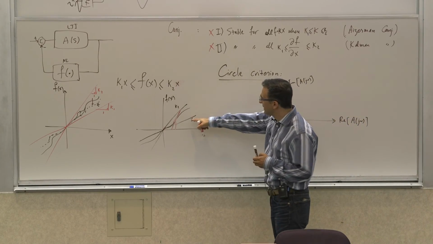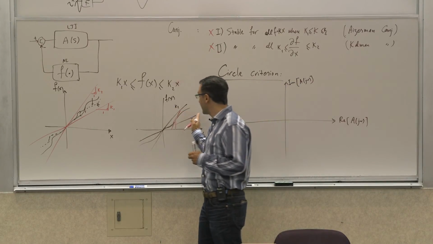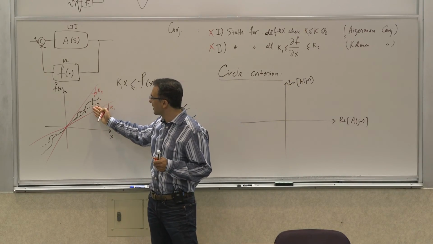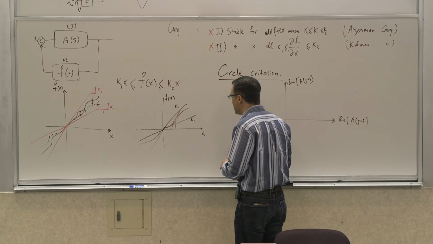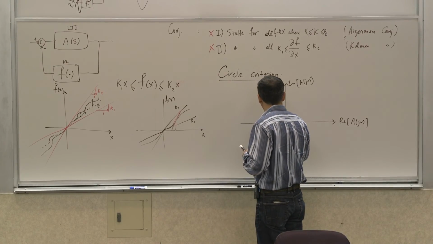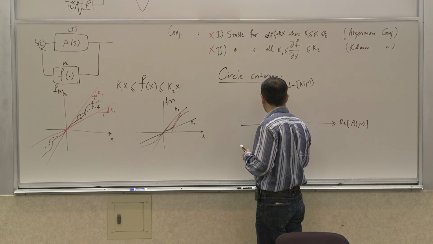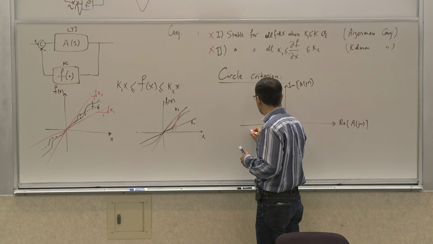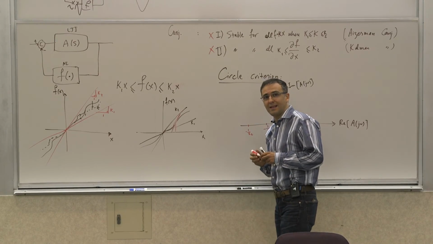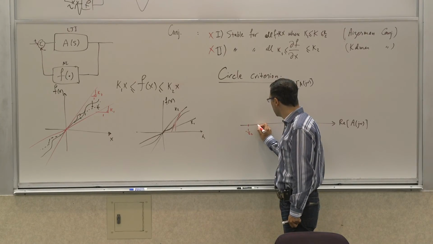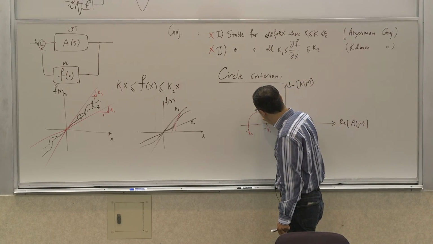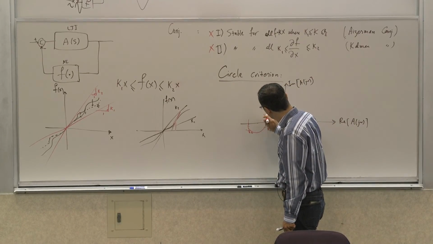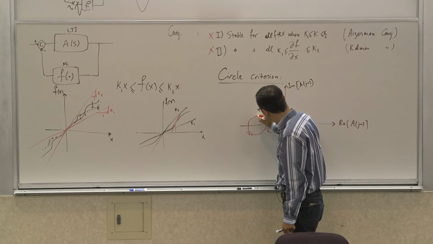We have K1 and K2 that define the nonlinearity. This criterion is valid even for time-varying kinds of nonlinearities. So you define two points: negative 1 over K1, and negative 1 over K2. And then there's a circle that passes through these and has its center on the real axis. So we draw this circle, preferably a nicer one.